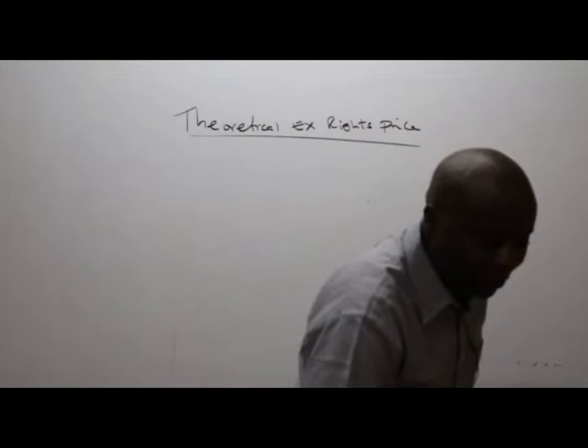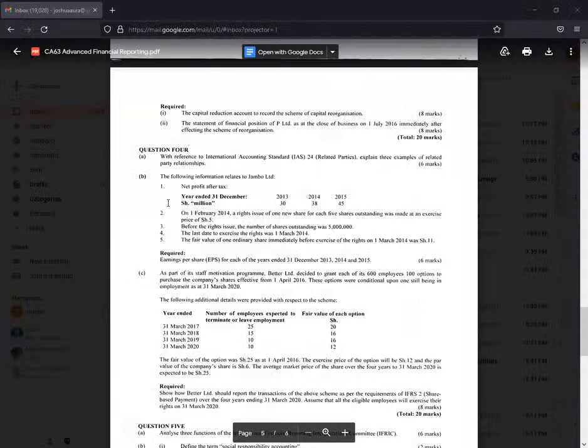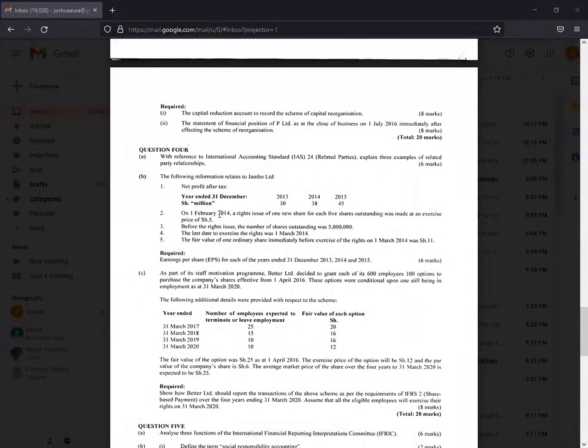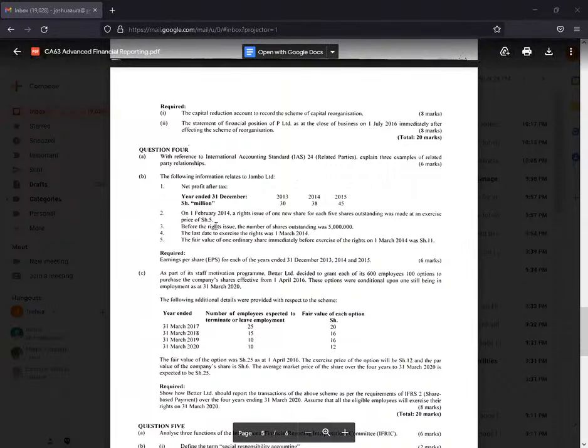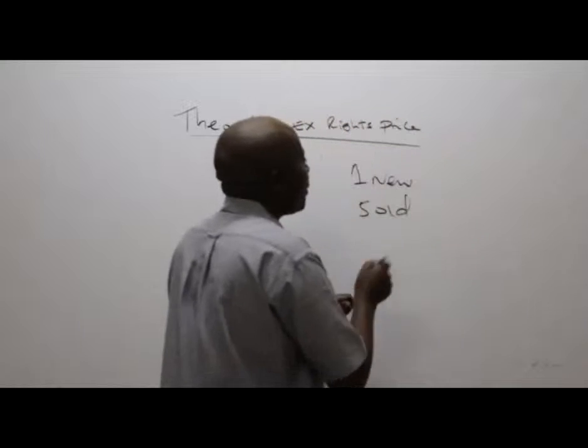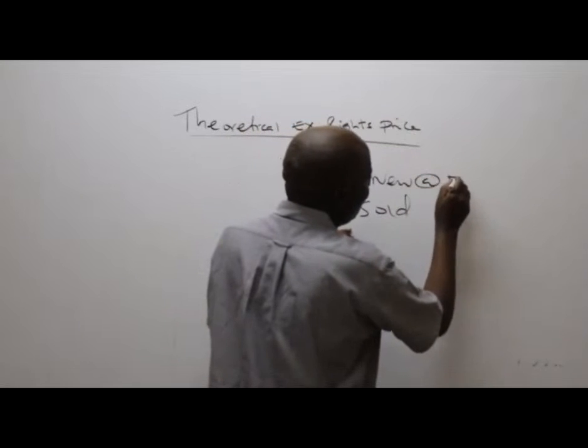Great. I can see students are giving me very many formulas. I can see that on 1st February 2014, a rights issue of 1 new share for each 5 shares outstanding was made. So for each 5 old shares, 1 new share was made at an exercise price of 5. The new share is going for shillings 5.